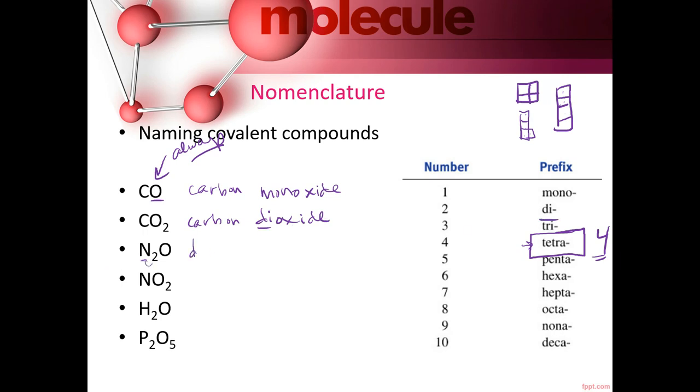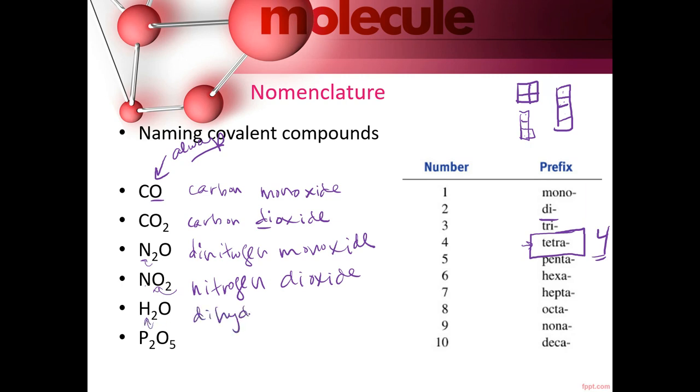I've got 2 nitrogens, so I do have to add a prefix, dinitrogen. Only one oxygen, monoxide. One nitrogen does not need a prefix, nitrogen, dioxide. So I've got those 2 oxygens. I have 2 hydrogens. I'm going to call it dihydrogen. One oxygen, second guy always gets a prefix, monoxide. Yes, it's water. It is also dihydrogen monoxide.